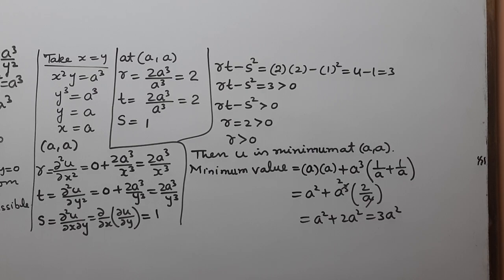And substitute the given points in r, s, t. Now we find rt minus s square. If rt minus s square is greater than 0 and r is also greater than 0, then u is minimum at that point. When we substitute that point in the given function, we get the maximum or minimum value.